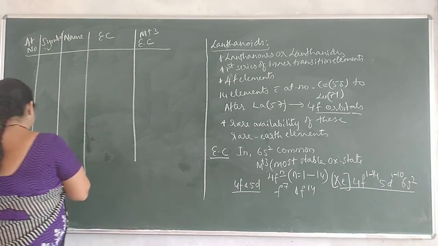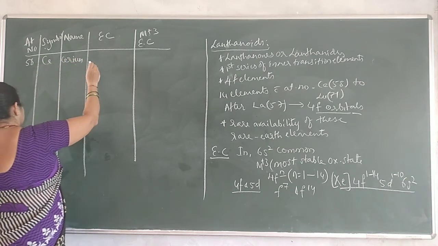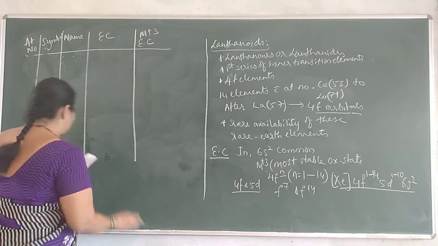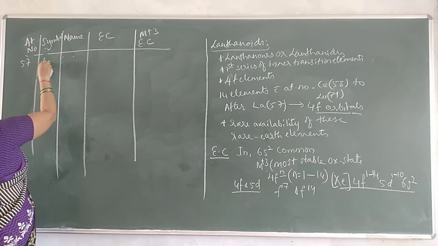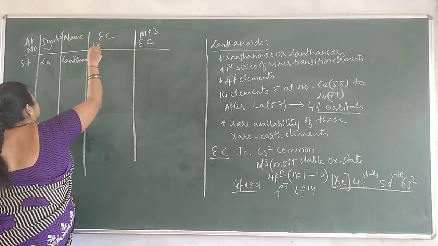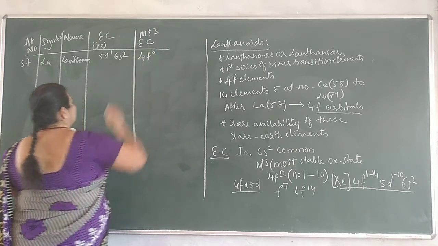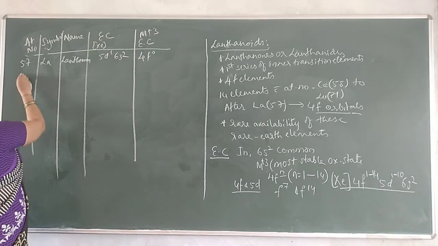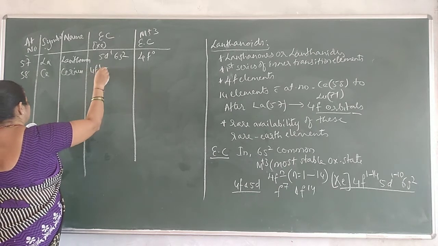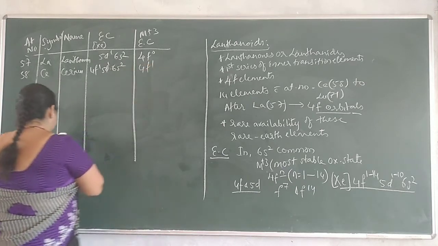First element, starting with 58, cerium. Or I will start with lanthanum, atomic number 57. Lanthanum: Xe, 5D1, 6S2, and in M+3, 4F0. Now next is 58, cerium, 4F1, 5D1, 6S2 is the configuration. In the common oxidation state, 4F1 is the configuration.